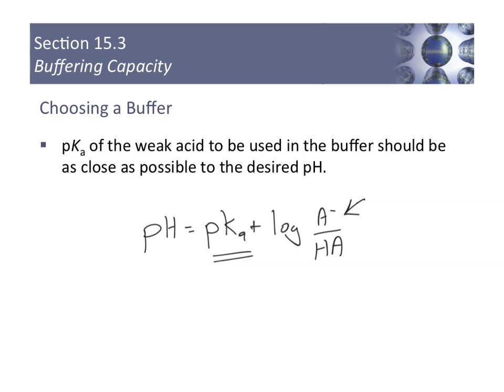One of the most important buffer systems is for the blood, and blood needs to be maintained at a pH of about 7.4. And the way that that's accomplished, well, actually there are several ways that that's accomplished, but one way is through the carbonate-bicarbonate buffer system.